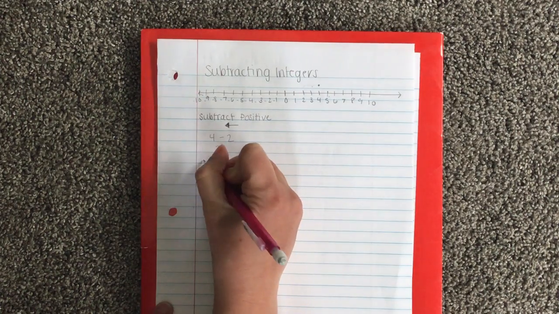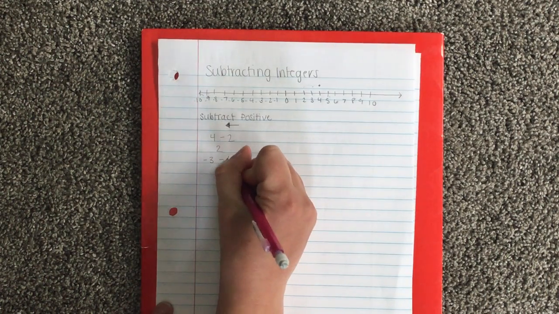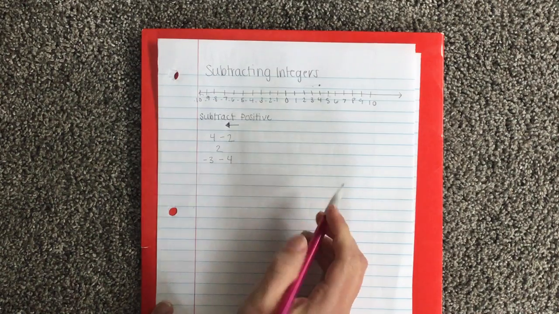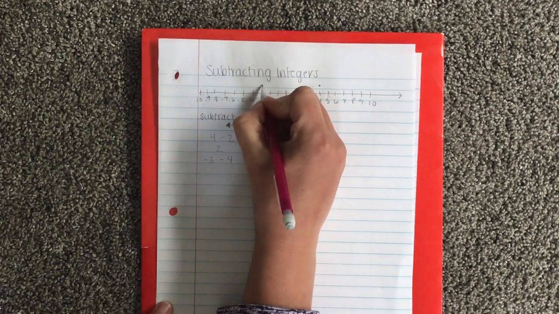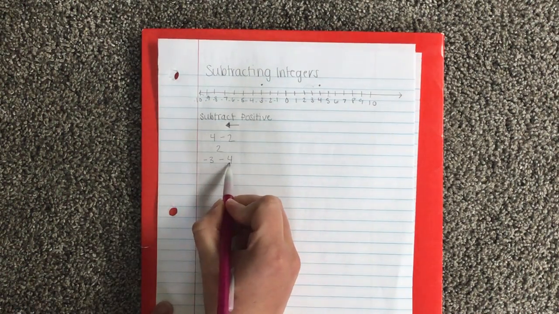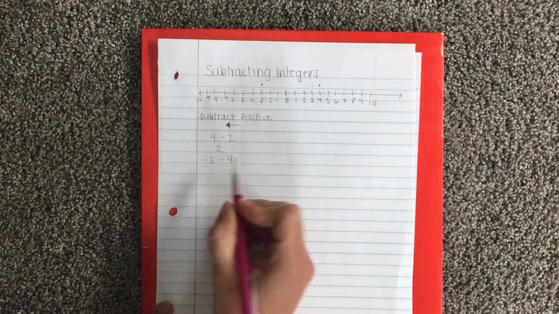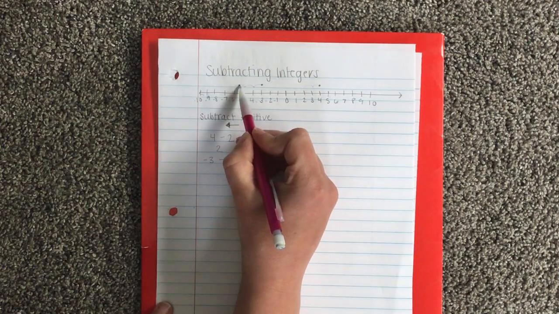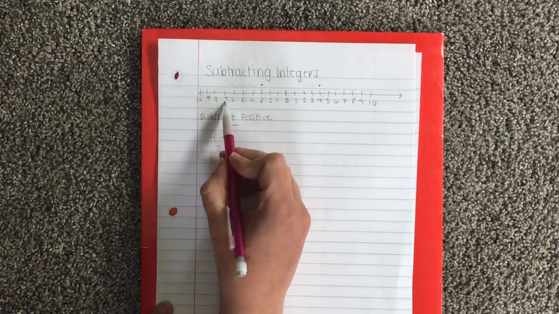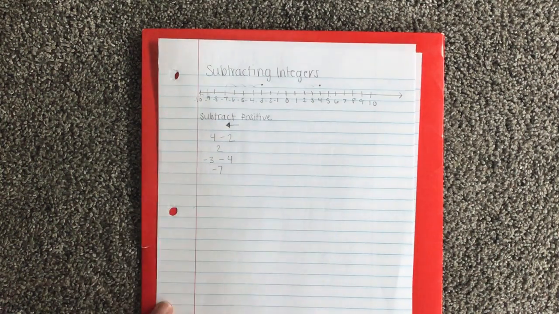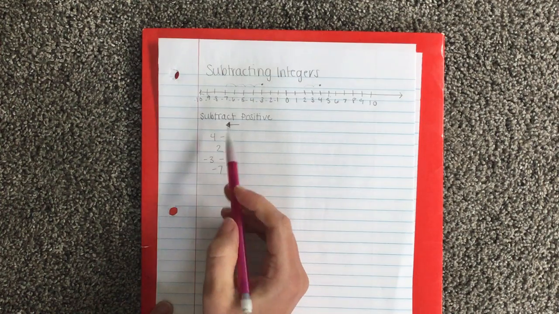Let's try negative 3 minus 4. Start at the first number. We're subtracting a positive number, so I'm going to move to the left 4 places. 1, 2, 3, 4. Wherever you land is your answer. Okay, now let me give you some examples of these situations.